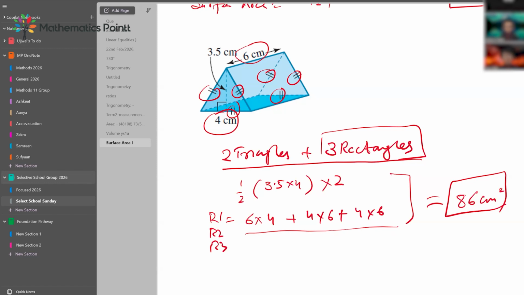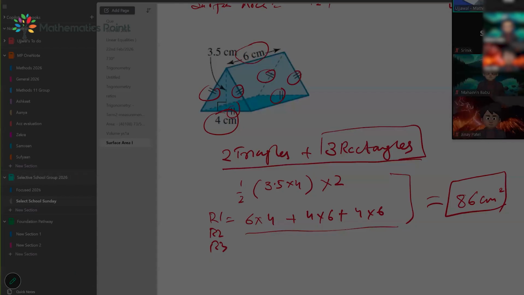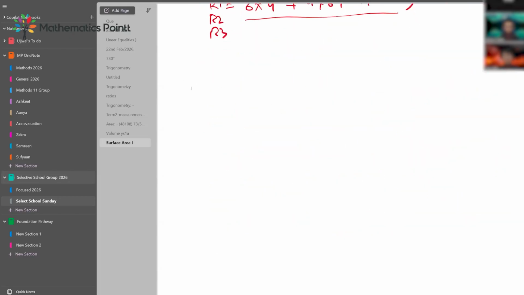Okay. Let's maybe do a quick, easy one, right? Let's do an easy one. Let's try this one. A rectangular prism. Go for it. Six rectangles in total.